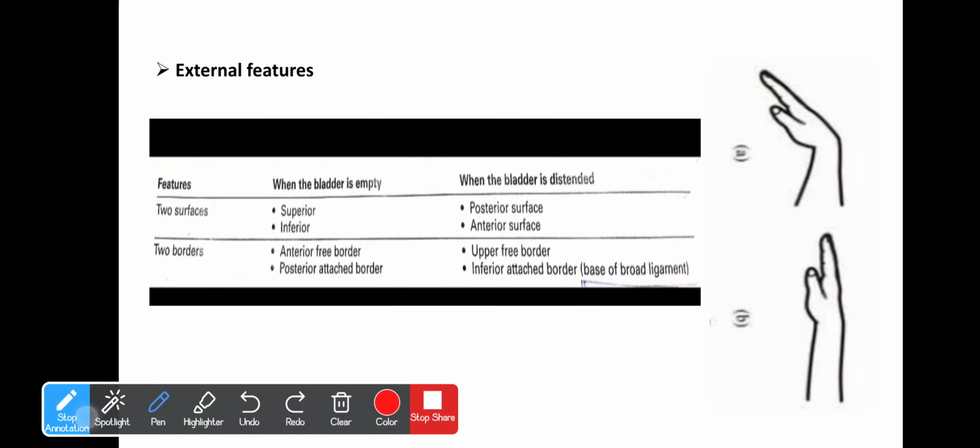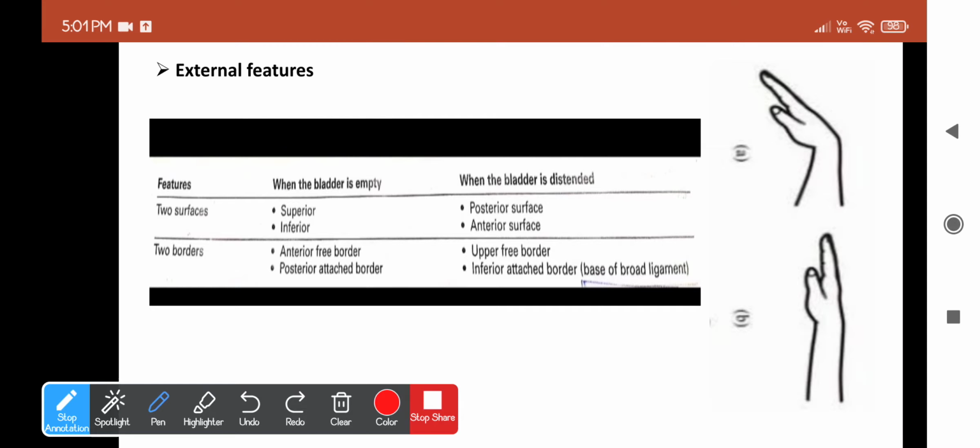Let's see how. So you can consider this position of the hands to be the broad ligament. Okay, so when the bladder is empty, the uterus will actually sling over, and thereby the broad ligament will obtain this position. In this case the surface will be superior one and inferior one, and borders will be the anterior free border and the posterior attached border.